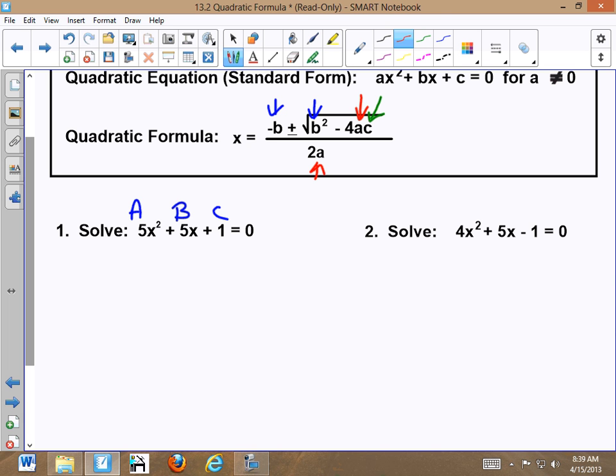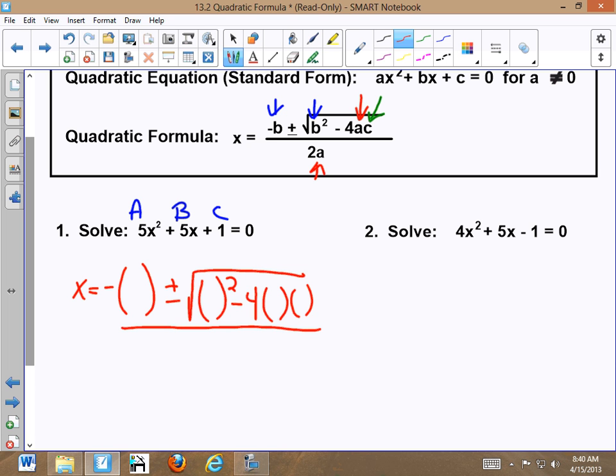I do what I do. So I go ahead and rewrite the formula, except instead of writing the letters, I put empty parentheses. So negative, the opposite of b. So I have negative, and then my b value is going to go in here. Plus or minus the square root of b squared minus 4 times a times c, all divided by 2 times a.